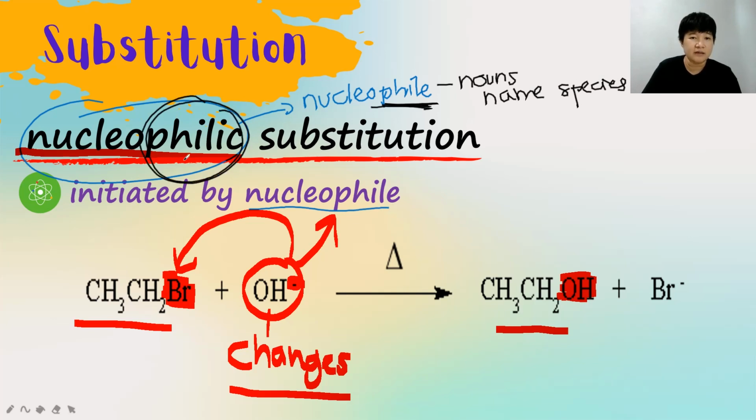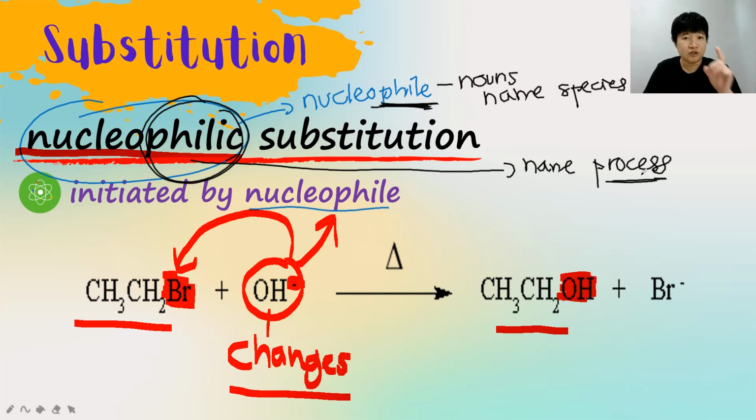Philic over here is the name of the process. So phile is used when you are naming the species. Philic is used when you are naming the process. Don't make this mistake. Make sure you know whether you are writing the name of the species or the name of the process.